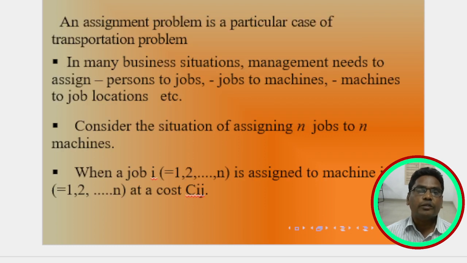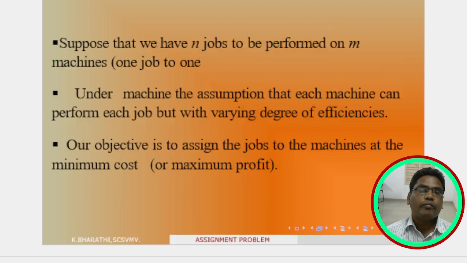Introduction to assignment problem. An assignment problem is a particular case of transportation problem. In many business situations, management needs to assign persons to jobs, jobs to missions, missions to job locations, etc. Consider the situation of assigning n jobs to n missions or persons, when a job i is assigned to mission j at a cost Cij.